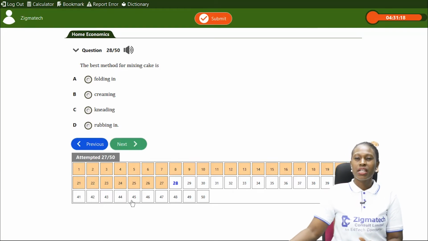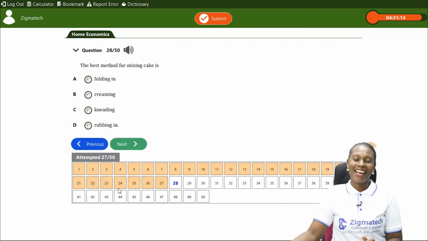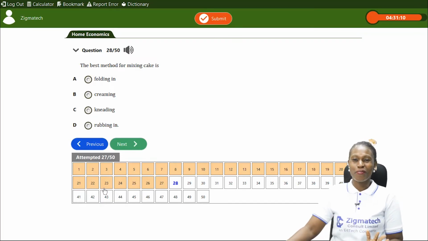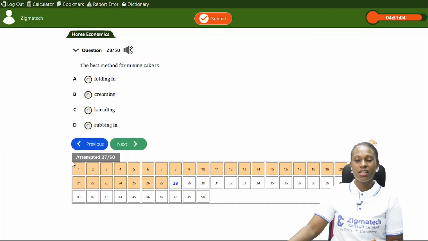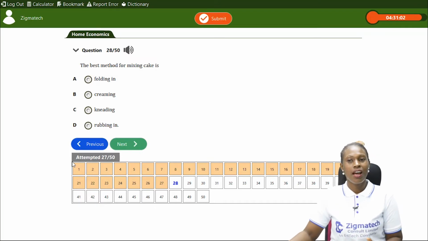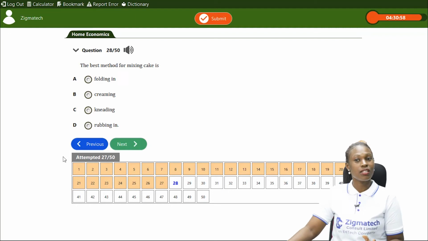The best method for mixing cake is... How many of you have made cake? I'm sure you know this one if you've made cake before. Now we have A, folding in, B, creaming, C, kneading, D, rubbing in. Now the best method for mixing cake is what?